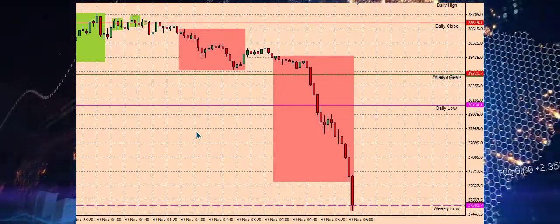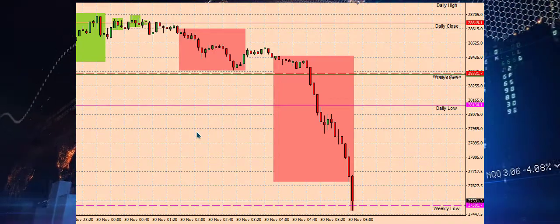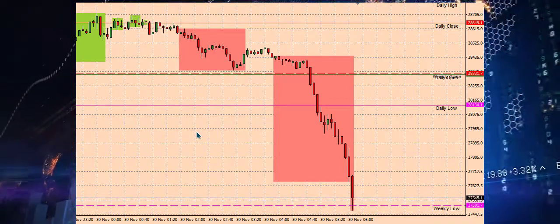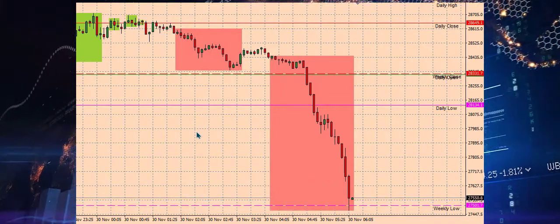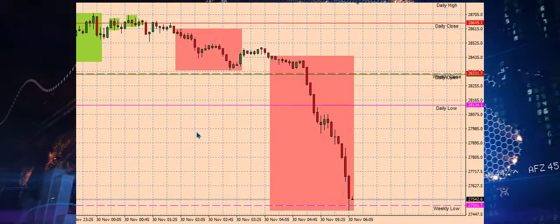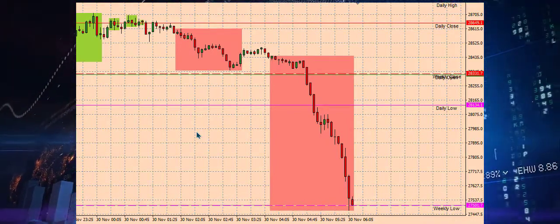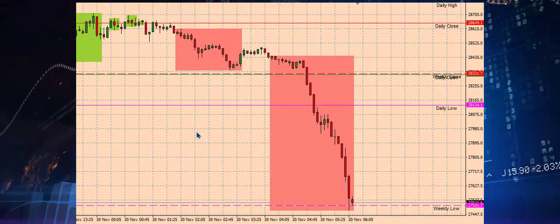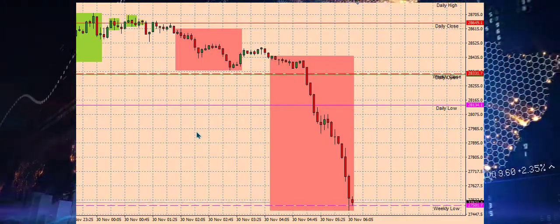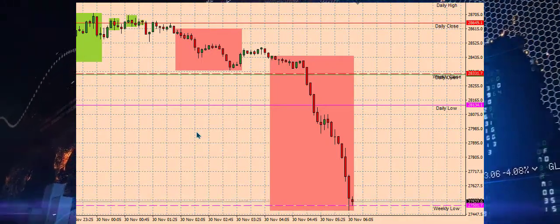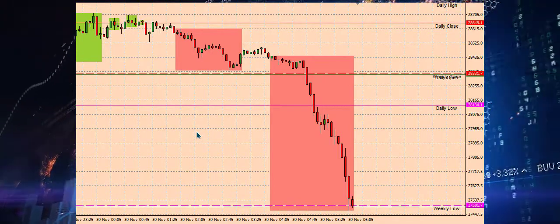Now, you see we're just bouncing off the weekly low. At this point, I would be looking to get out. If it doesn't clear this weekly low, this is about the time I would be getting out of this market. It's broken through.